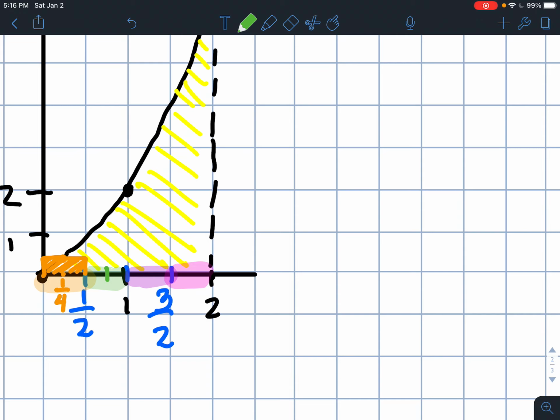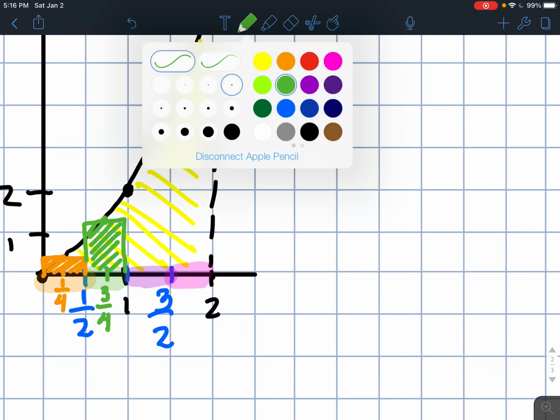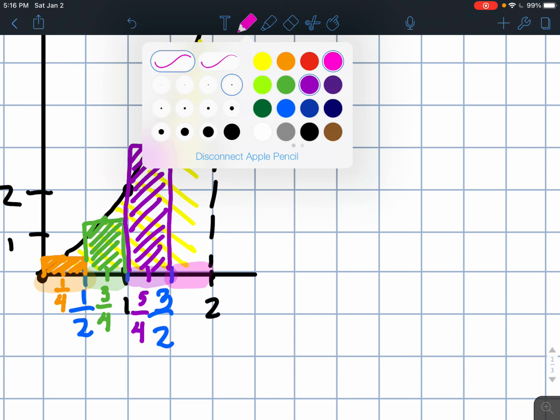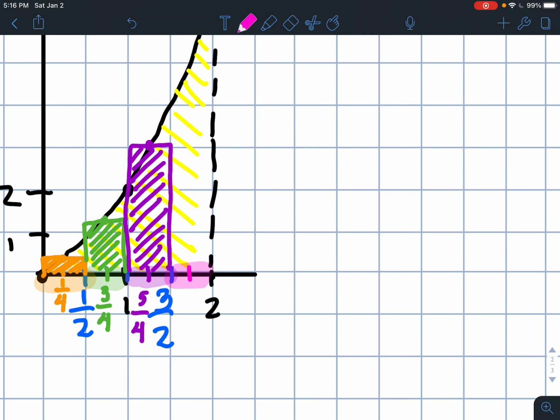Right, and so for my next one, I'm going to go in the middle. So between 1/2 and 1 would be 3/4. I'm going to go up to the curve, find my function value there, and then draw my rectangle. Same thing going all the way across, going to the middle here. So in between 1 and 3/2 is the fraction 5/4. So going up to f of 5/4. So this is definitely a question where graph paper comes in really handy.